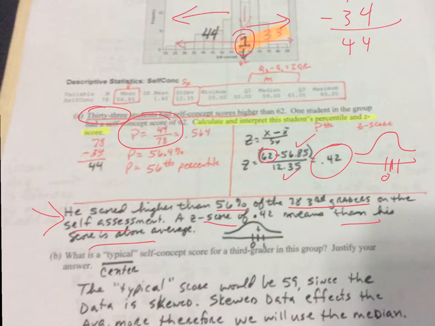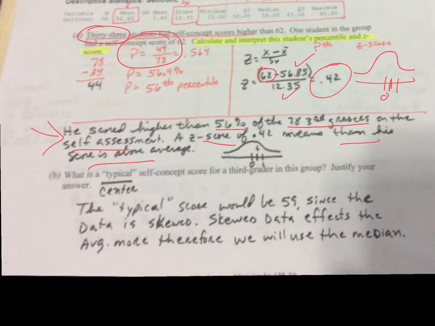Now, when it talks about a typical self-concept score, typical refers to the center. Like, what's the average score? In this case, because it's skewed data, you're going to use the median. The reasoning behind this is the typical score would be a 59, which is the median, since the data is skewed. Skewed data affects the average more, therefore we will use the median and the 5-number summary to describe the data. But again, typical refers to the center, and in this case it's the median.